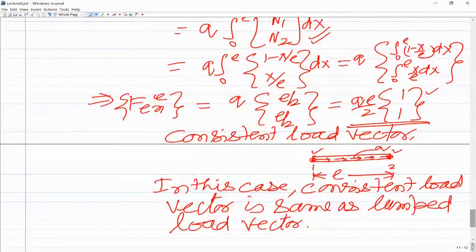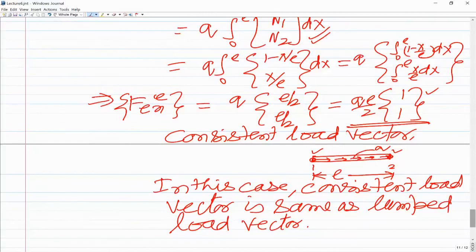I think I want to stop here, and I'll continue in the next class. We have discretized the domain into a number of elements, and we have developed the element level governing equations. Now to solve the problem as a whole, we need to assemble the element level governing equations of all the elements, and after assembly we will have to impose a boundary condition and then solve the equations, and that is where we will get the solution.